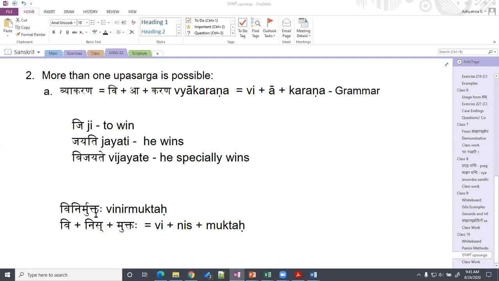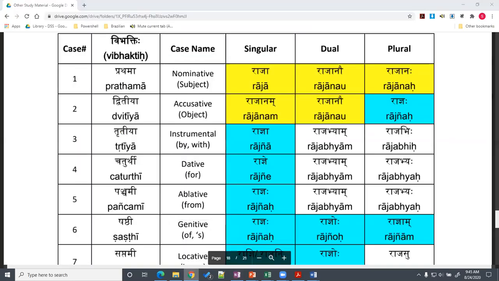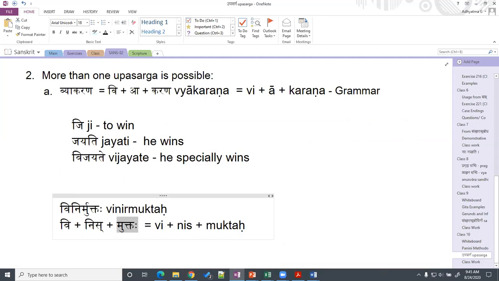Where is the PowerPoint with Sandhi rules in the repository? It's in the Sanskrit 1 course. That was a part of the Sanskrit 1 course in the repository, in the other documents. You will see it there. Plus, it's also explained in detail in all the class notes.